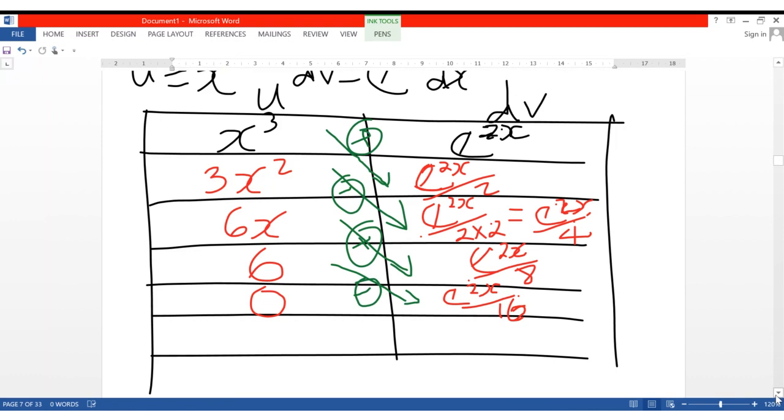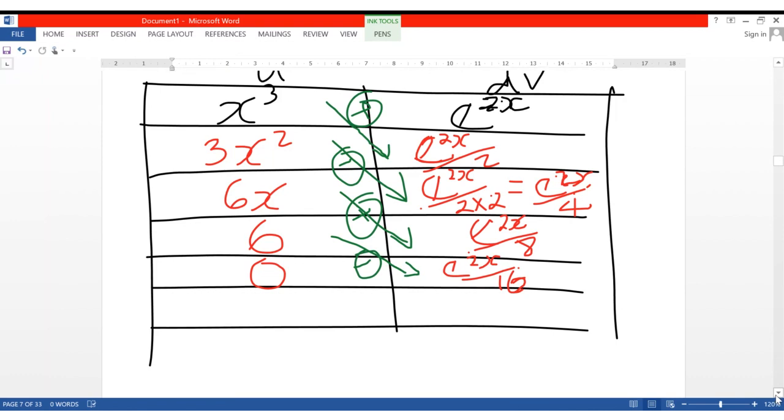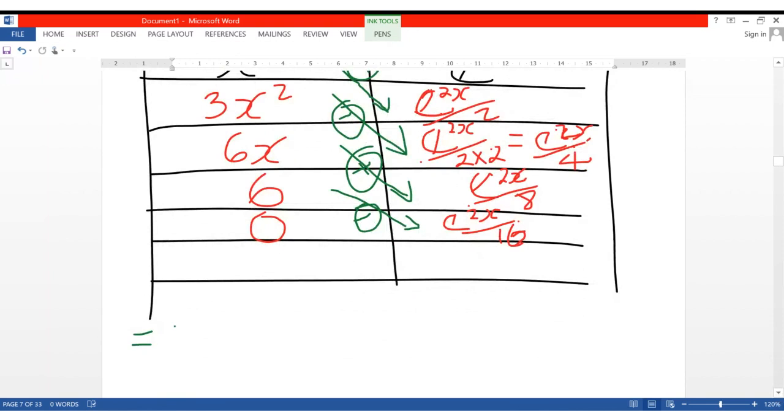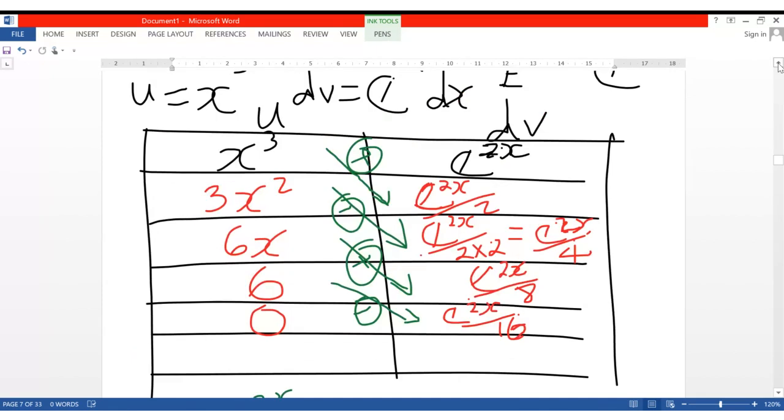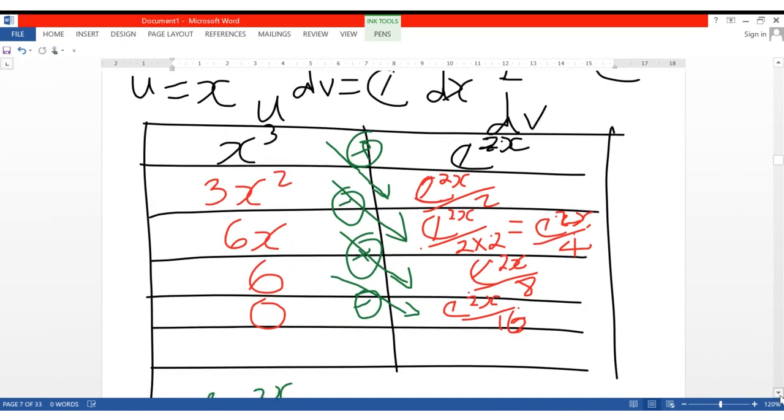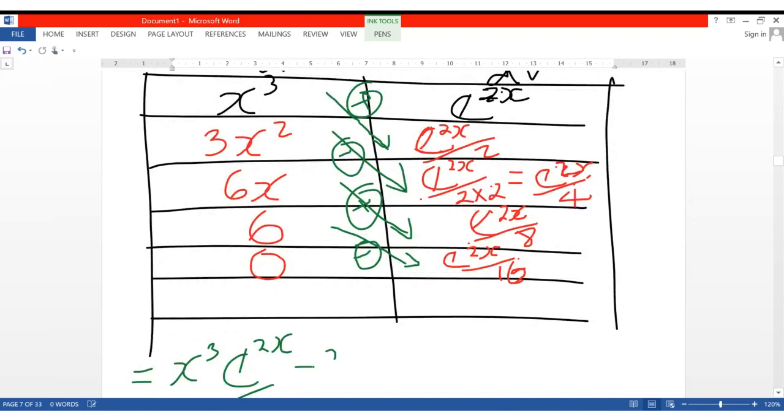So the final answer, the first one I'm multiplying, x to the power 3. So the final answer will be x to the power 3, and then exponential 2x all over 2, that's the first one. And the sign was positive, so it will still remain positive. Now let's go to the second one. I have 3x squared, and then I multiply with this one. But the sign is negative, so I'll have a negative there. So minus 3x squared exponential 2x all over 4.